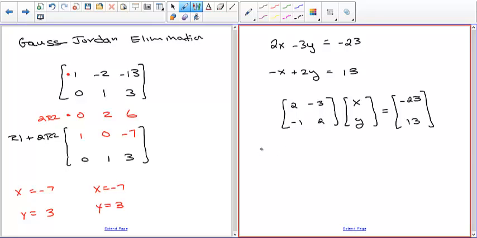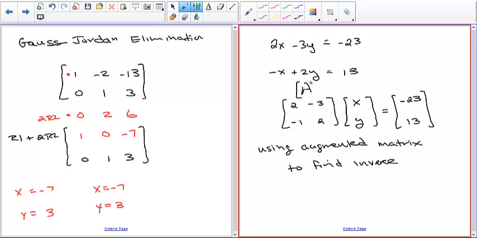Okay, two ways to do this. One is finding the inverse using an augmented matrix to find the inverse. Now, typically we call this matrix A, we call this matrix X for the unknown, and we call this matrix B. So matrix A times matrix X is equal to matrix B.